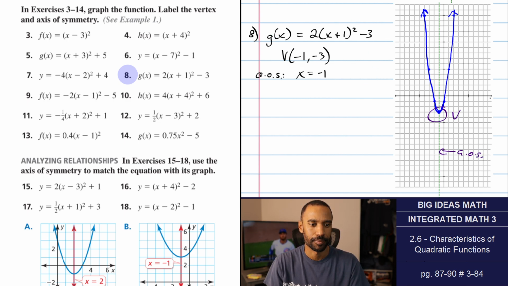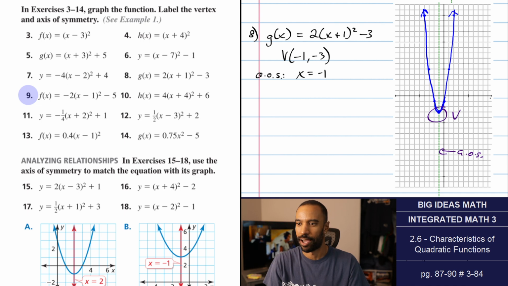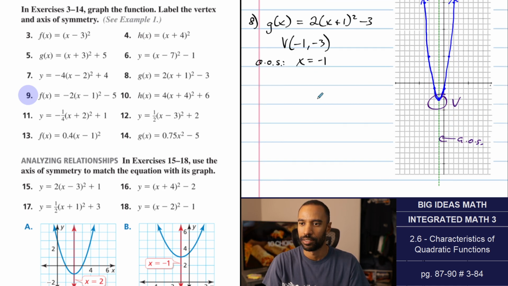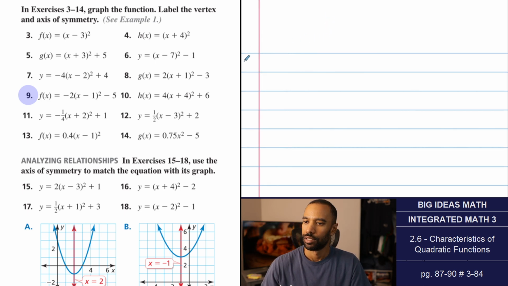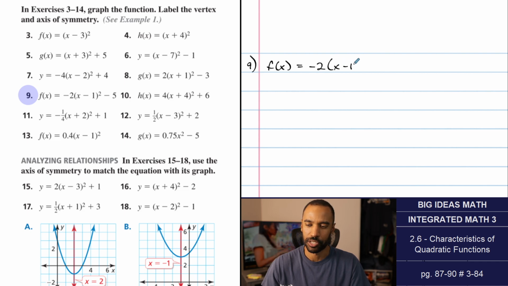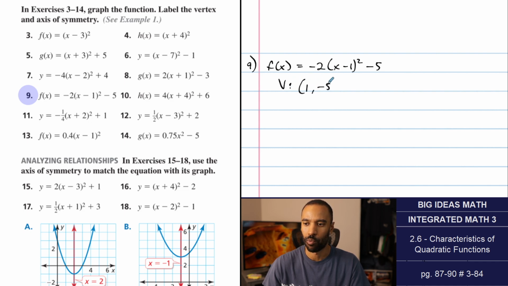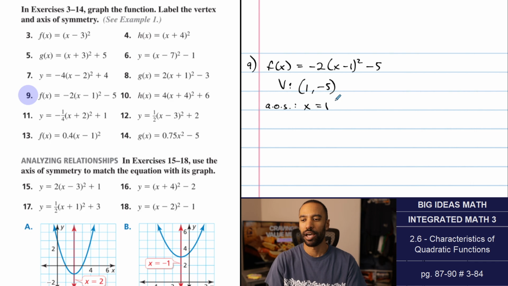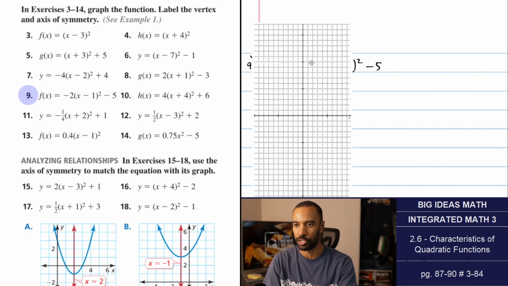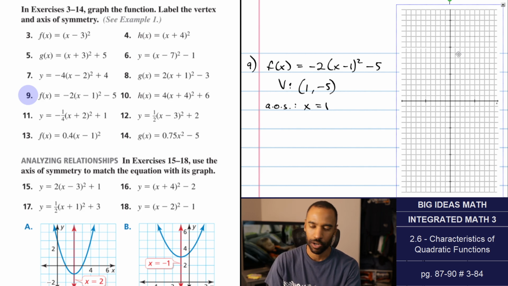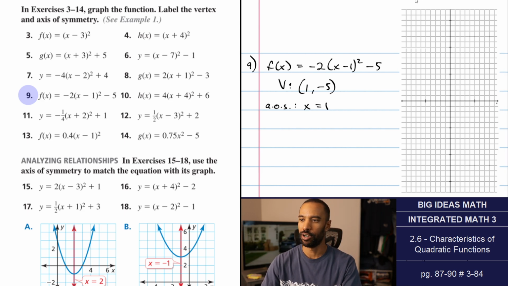Number 9. Oh, I see some fractions later. So number 9. This one has a lot of minuses on it. Now, the one minus that I'm not going to say doesn't matter, but is opposite of what we know it as is the h value of the vertex. That's the 1. Vertex is at 1, negative 5. And then axis of symmetry also, I guess, is positive. But the other two negatives kind of work in tandem with each other because we're facing downward and we're translating downward. So with the vertex at 1, negative 5, this is a maximum.